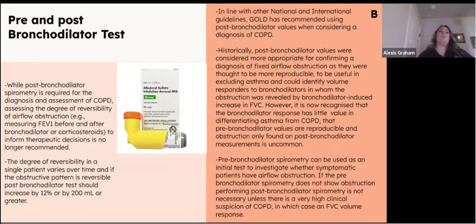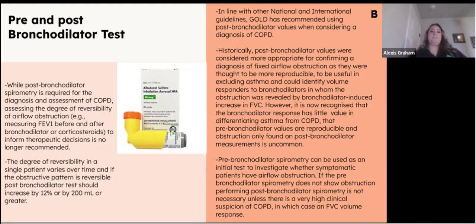A pre and post bronchodilator test. While post-bronchodilator spirometry is required for the diagnosis and assessment of COPD, assessing the degree of reversibility of airflow obstruction to inform therapeutic decisions is no longer recommended. The degree of reversibility in a single patient varies over time, and if the obstruction pattern is reversible, the post-bronchodilator test should increase by 12% or by 200 milliliters or greater.